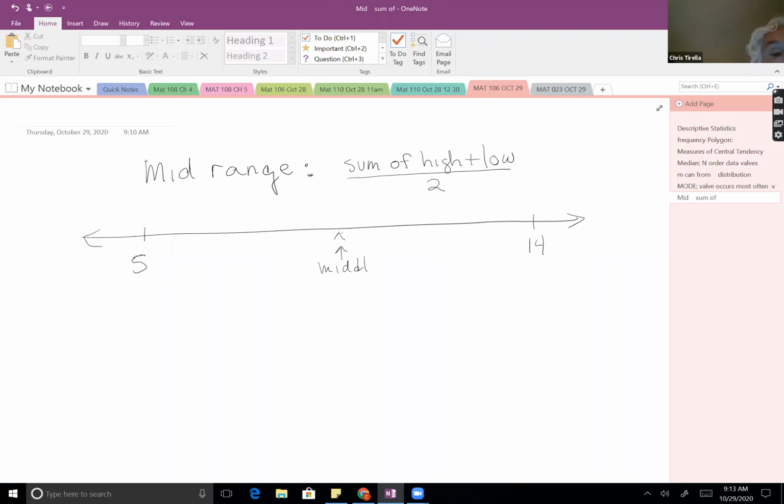And so for our shoe sizes, 14 plus 5 divided by 2 would be half of 19, would be 9.5. And that would be the middle of my number line.